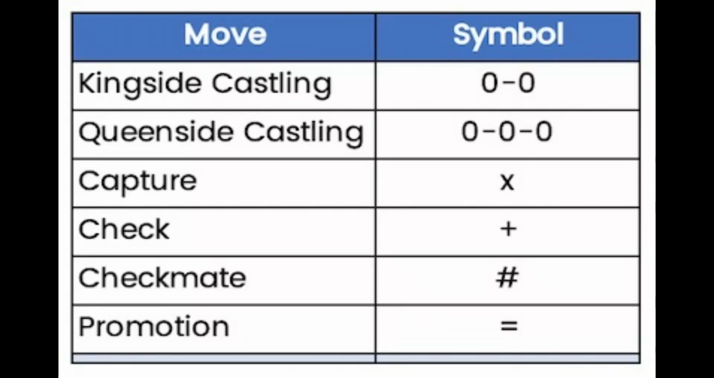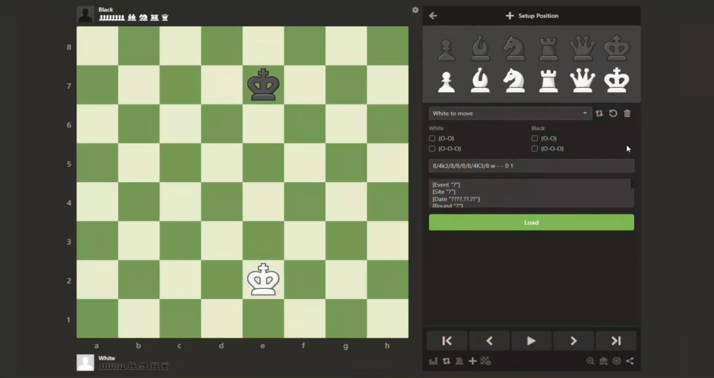You can see on the screen, these are various notations for various types of actions. For check, it's plus. For castling, there are two notations, one for short castle, one for long castle. For short castle, we write 0-0, and for long castle, we write 0-0-0. For capturing, we write multiply. For checkmate, we write hashtag. And for pawn promotion, we write equals. So now let's see the notations one by one.